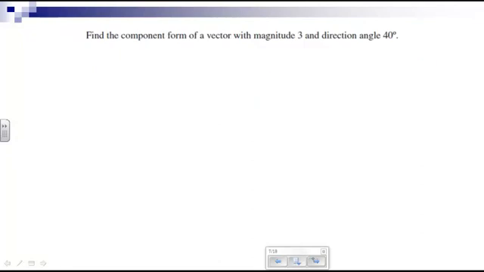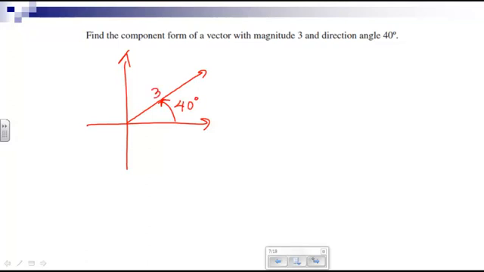Let's do the opposite way. What if I give you the magnitude and the angle, and then I ask you, can you please tell me the component form of the vector? So let's draw this out because visualization may help. I go at a 40-degree angle, something like that, and I get a vector that's going off at 40 degrees, and it's got a magnitude of 3. So I imagine perhaps drawing a right triangle that will help me find the components of this particular vector.